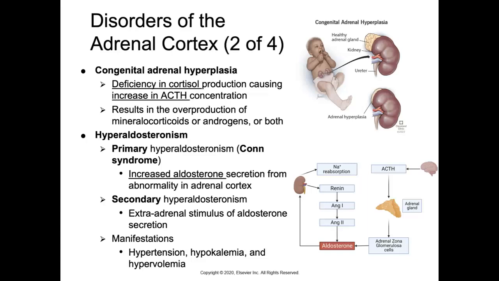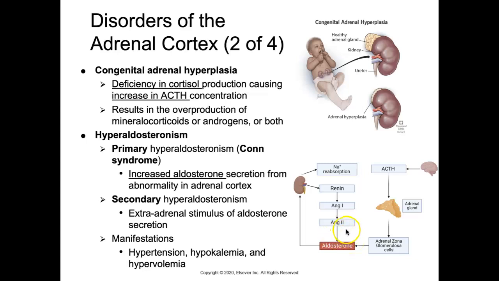is causing this. And within the secondary type, we've got an extra adrenal stimulus of the aldosterone secretion, and most often this is due to a secretion of excess angiotensin II in response to decreased circulating blood volume.